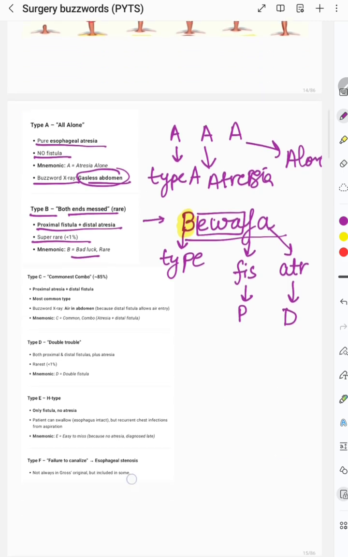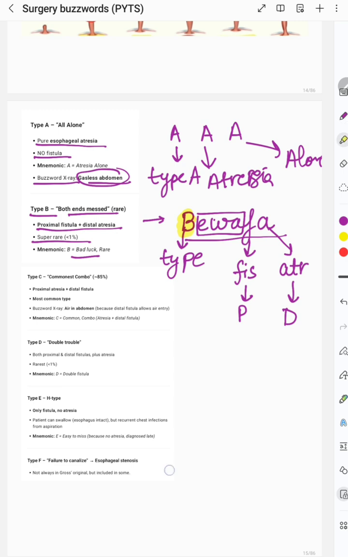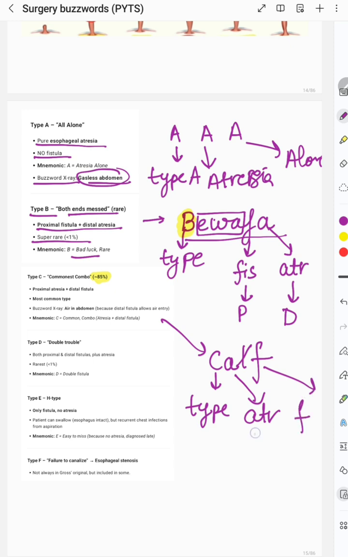Now for type C, we have to remember this C is the commonest, in 85% of cases. And how to remember this? For this we have a mnemonic: you can write it like calf. We can ignore the L, there's nothing like L. So for type C, the A stands for atresia initially, and then we have fistula. So first we talk about proximal, then distal. Proximally there will be atresia and distally there will be a fistula. This is the most common type, this we have to remember.